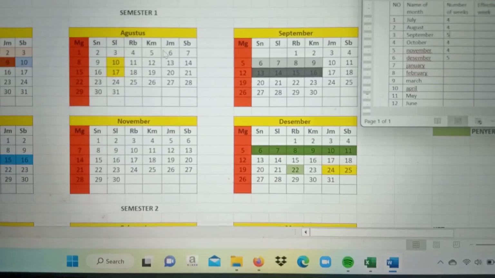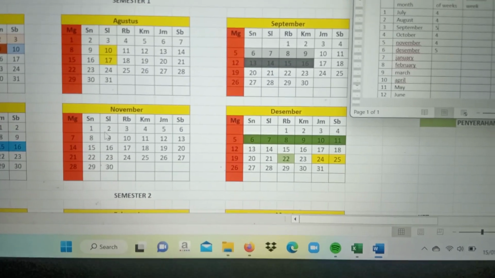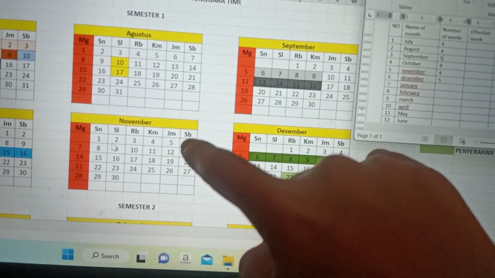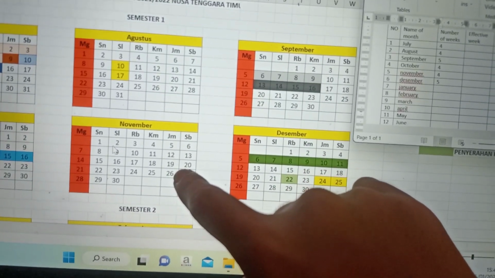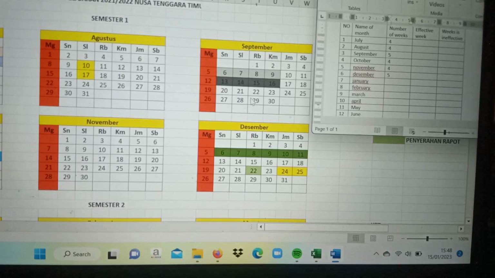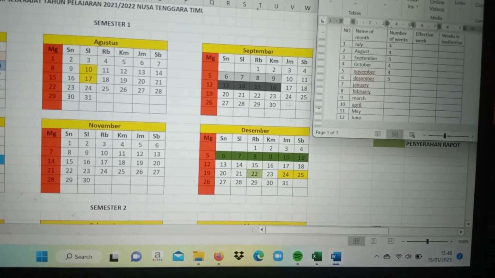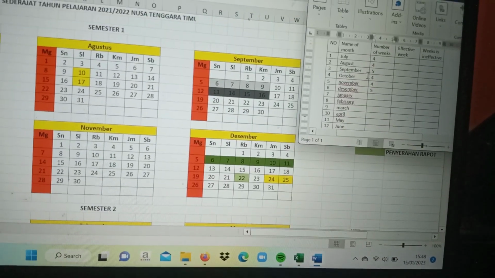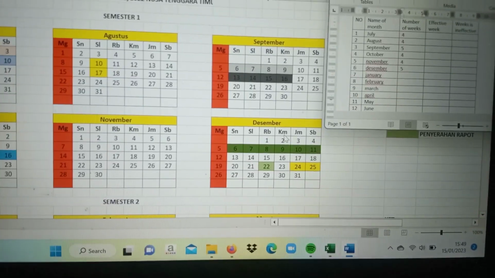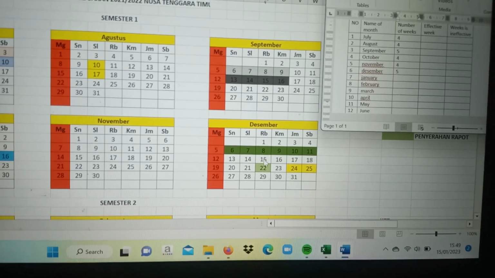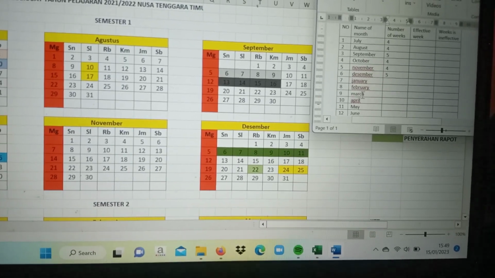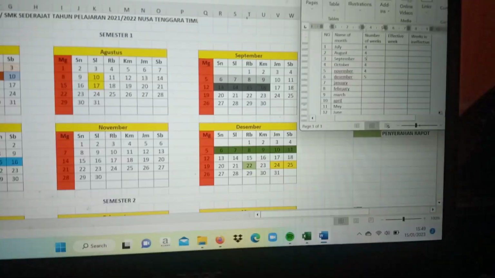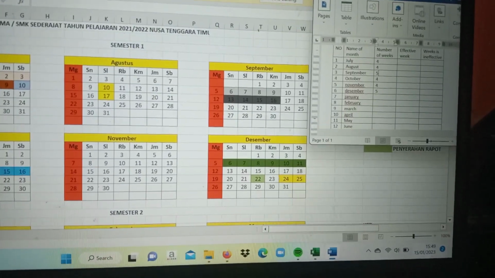Next in November. In November we can count 1, 2, 3, 4. November has 4 weeks, and December has 1, 2, 3, 4, 5 weeks. I already wrote it. And next we go to semester 2.